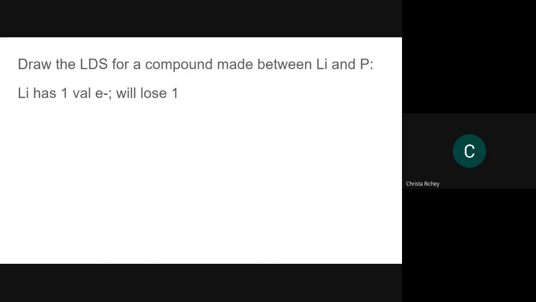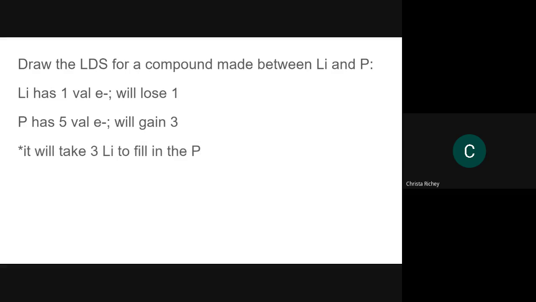Phosphorus is in group 5. How many valence electrons does it get? 5. And it wants to go up to 8, so it's going to gain 3. So how many lithiums are necessary to let it gain 3? 3 of them. This is the much easier section. Covalent, not ionic. I remember struggling with it when I was your age. And so it is going to take 3 lithiums to fill in the 3 missing electrons of phosphorus.